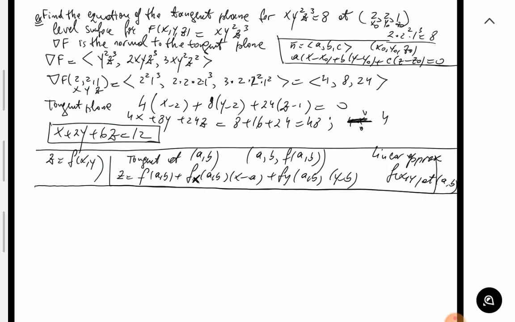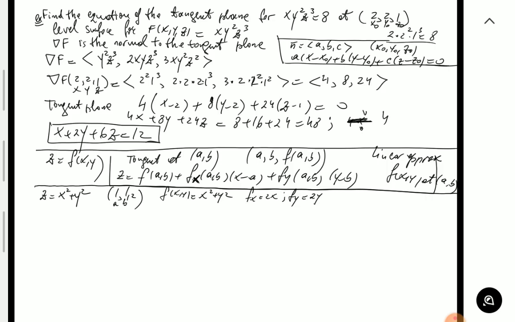So let's say your function is this paraboloid, x squared plus y squared. And you want to compute the tangent at the point (1, 1, 2). So this is a and this is b, in my notation. And really 2 is f(a, b). So in my case f(x, y) is x squared plus y squared. Partial x is 2x, partial y is 2y.